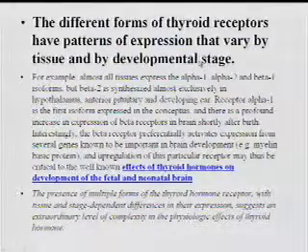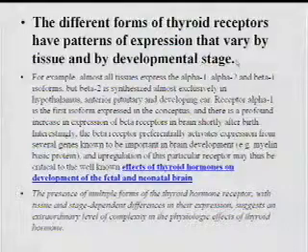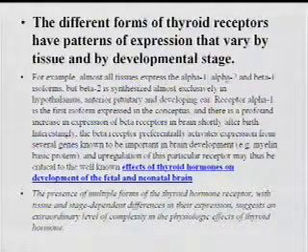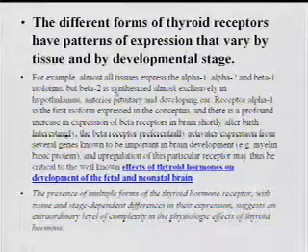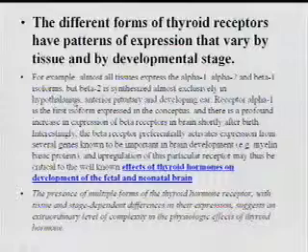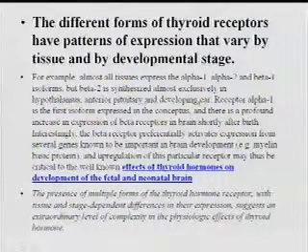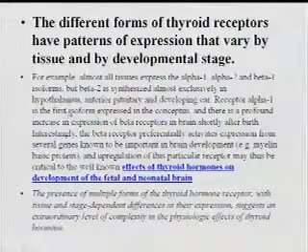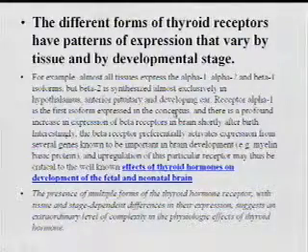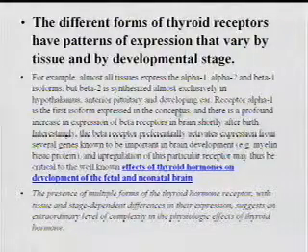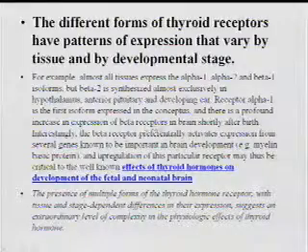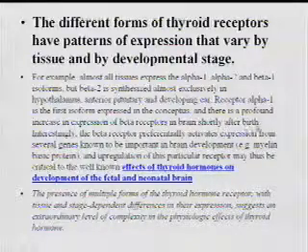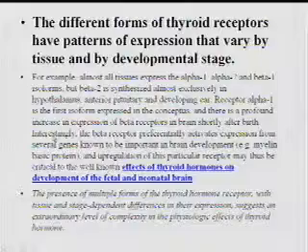The different forms of the thyroid receptors have patterns of expression that vary by tissue, so tissue-specific expression and developmental stage-specific gene expression. For example, almost all tissues express alpha 1, alpha 2, and beta 1 isoforms, but beta 2 is synthesized almost exclusively in the hypothalamus, anterior pituitary, and the developing ear. The receptor alpha 1 is the first isoform expressed in the conceptus, and there is a profound increase in expression of the beta receptors in the brain shortly after birth.